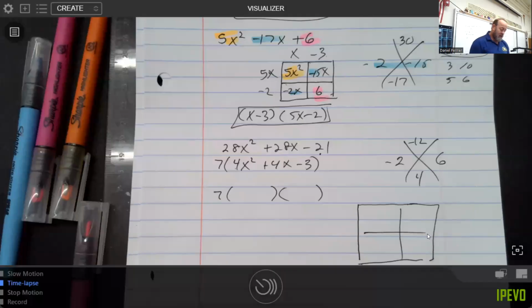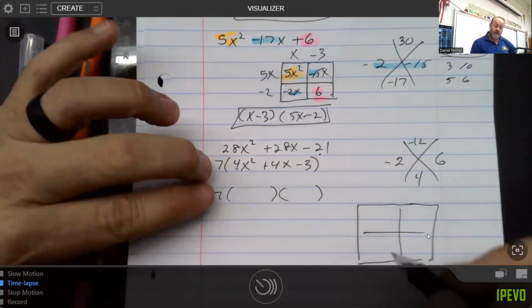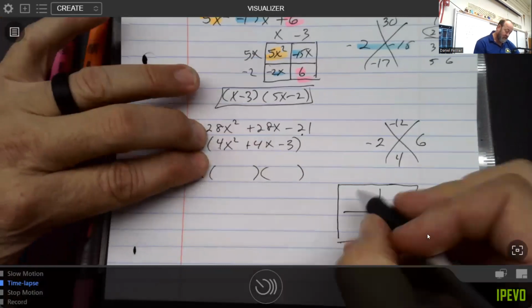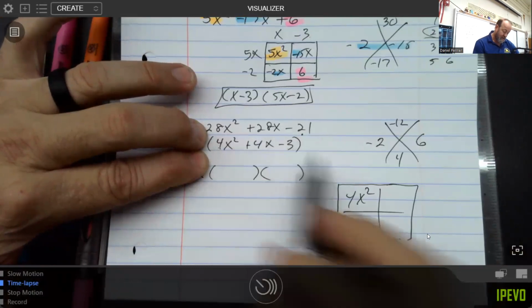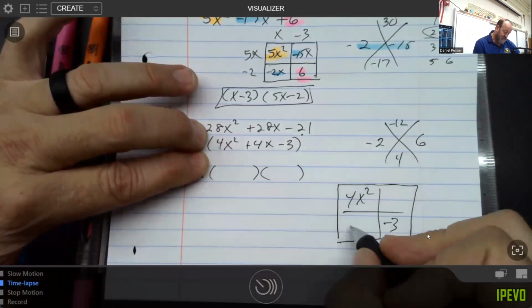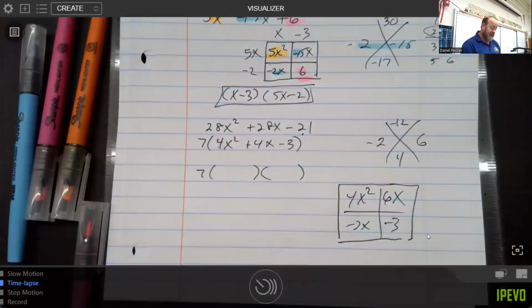In our last question, we pulled out that 7. We came over here. Again, please understand I'm going to ignore this 7 that's sitting in front because I'm storing it here for a later time. Remember, we put the front number here, the last number goes here, and the 4x is going to be split between a negative 2x and a 6x. Please, please, please don't forget the x's.